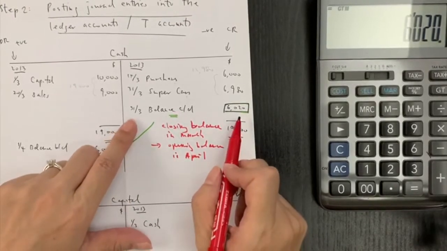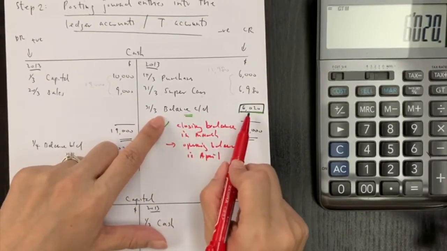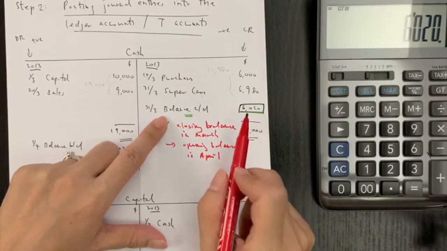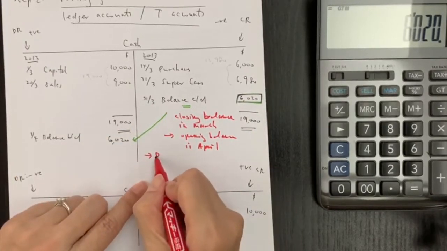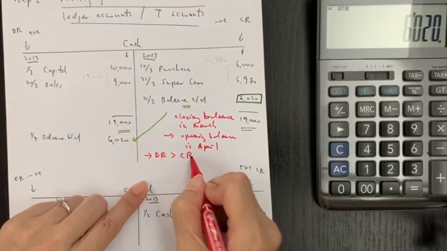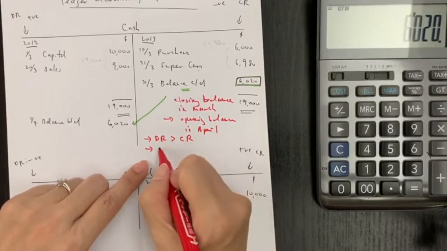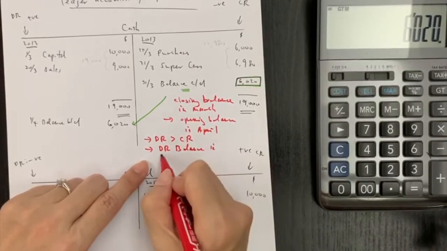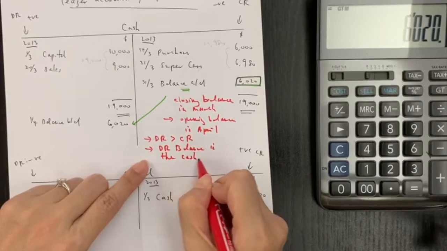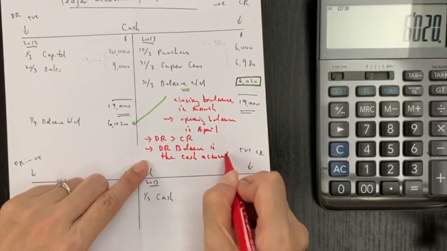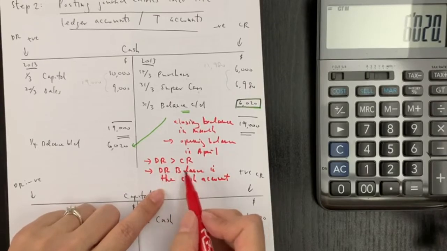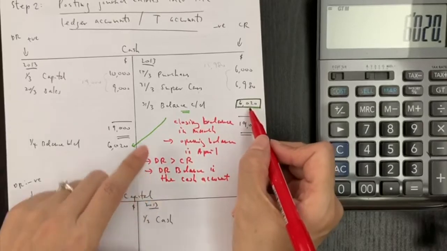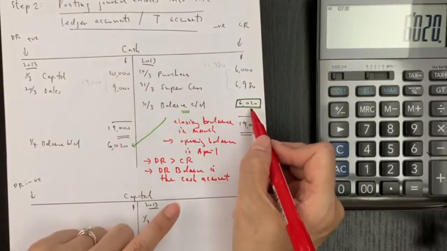Okay, and how do we close the T? We always insert numbers or figures on the smaller side, and this is the credit side. Credit side is smaller, so therefore, when we have debit side bigger than credit side, we call that there is a debit balance in the cash account. So which side is smaller? Debit side bigger, credit side smaller. So we always insert a figure on the smaller side, which is the credit side, in the cash account. Okay?